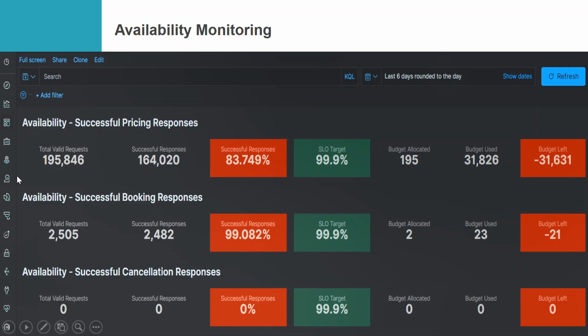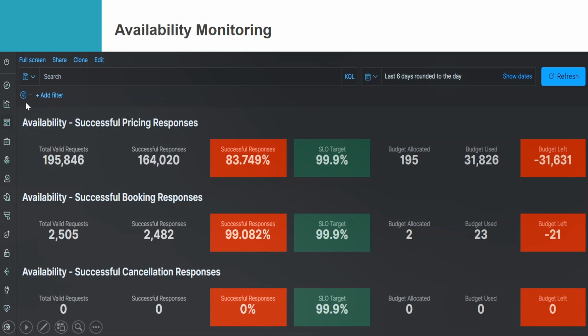We need to get back to our system design. How is it designed, why is it not available, which API is causing it? These things we need to take care of. The error budget should be less than the budget allocated. It should not be exceeded.